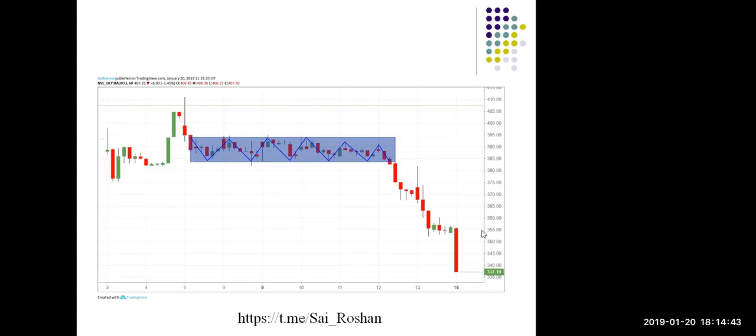My goodness, 337 in how many days? 12th to 16th, maybe 3-4 trading sessions, and you get how much returns? Count it for yourself. My goodness, it's good. So that's the beauty of channel breakout or rectangle breakout.